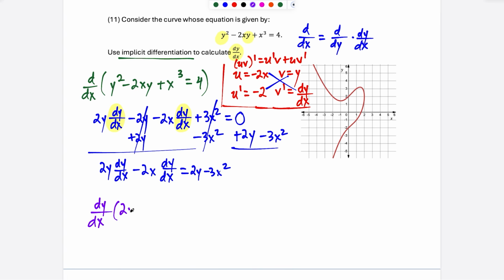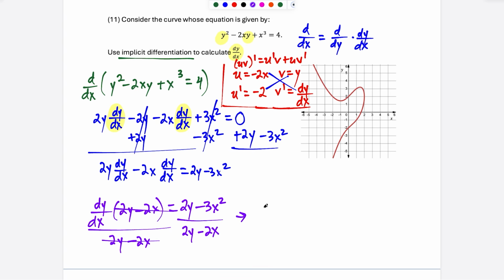We're going to have 2y minus 2x left in the parentheses here equals, and then we have 2y minus 3x squared. And now from here, we just divide both sides by 2y minus 2x. And then we will have solved for dy dx. Okay, so we have 2y minus 2x going here like this. All right, so these terms cancel. And now we could say our derivative dy dx equals 2y minus 3x squared over 2y minus 2x.